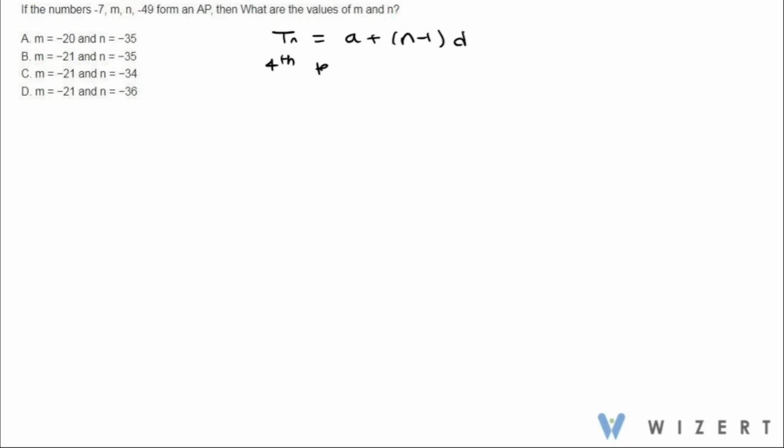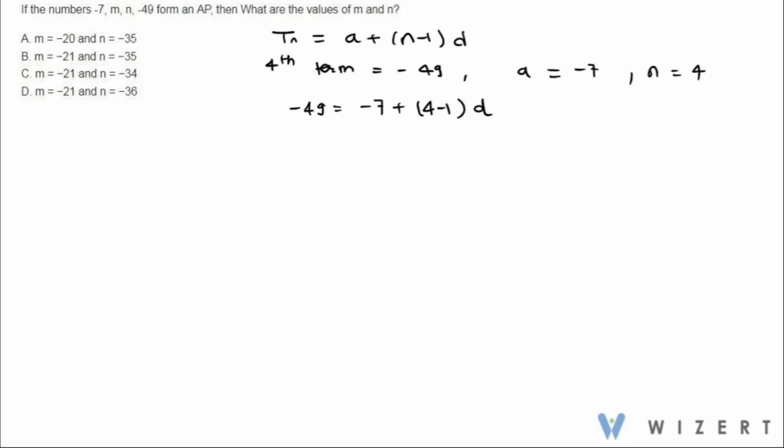So we have the fourth term of the AP as -49, a as -7, n as 4. So we can easily find d from this information. So -49 equals -7 plus n minus 1 into d, where n is 4. So 4 minus 1 into d.